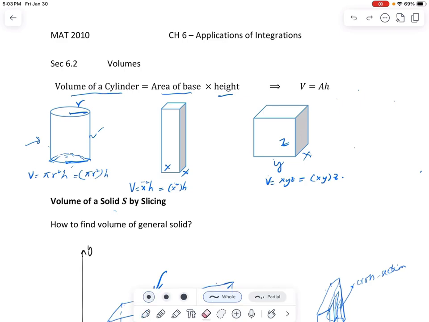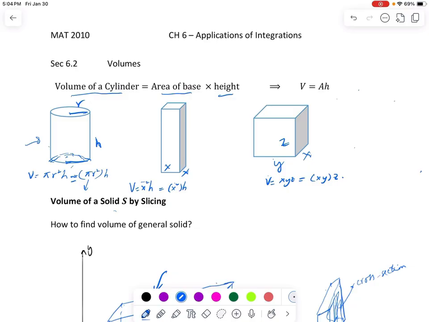What is the name of this solid? This is a cylinder. So pi r squared h is the volume of the cylinder. If you notice, I put parentheses around pi r squared, because this is the area of the base, or sometimes we say the area of the cross section.